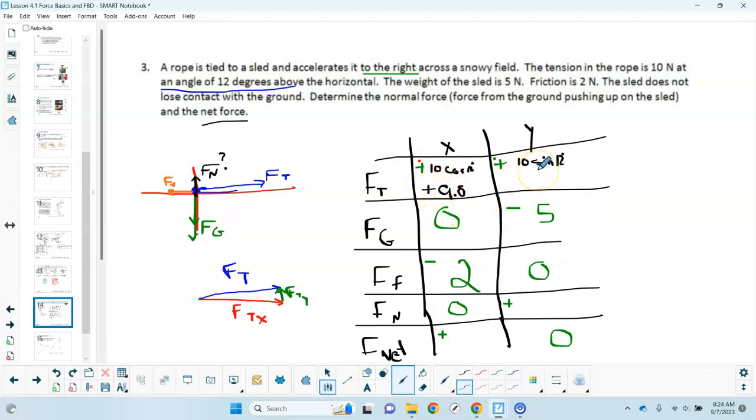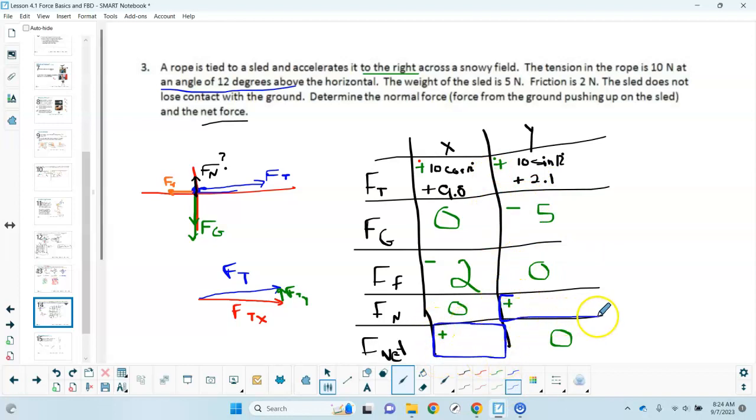And then if you do 10 sine of 12 degrees, you'll get the y component. It is going up, so I'm going to write another positive here. So it just matches the signs that I had before. And this one, I'm just going to round to 2.1. Okay, so now it's just like we talked about before. You're solving for a missing box. So if you have one box in either row, you can solve for that.